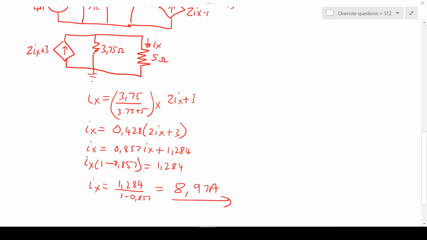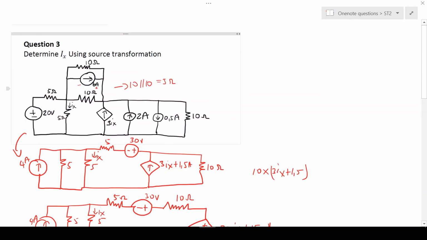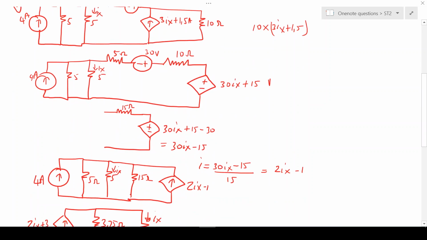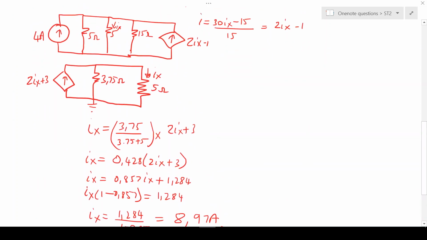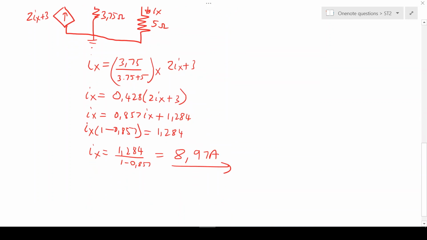Right, so we've taken the circuit at the very beginning and we've simplified it using source transformation all the way to getting a current division circuit, which we then used to determine the value of Ix.